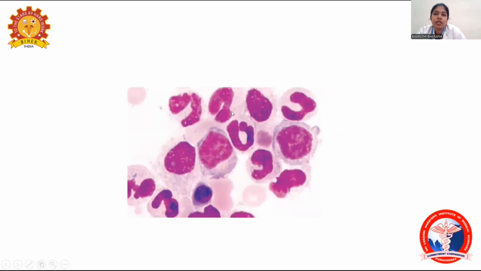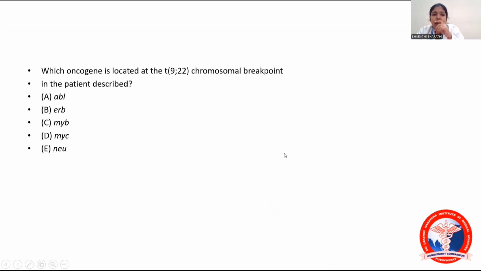So this is the blood picture you can see, where you can see neutrophils, band forms, basophils, myelocytes, promyelocytes, etc. So this is the case of chronic myeloid leukemia. So which oncogene is located at translocation 9;22 chromosomal breakpoint? In the patient described previously, it is the ABL gene. Okay.